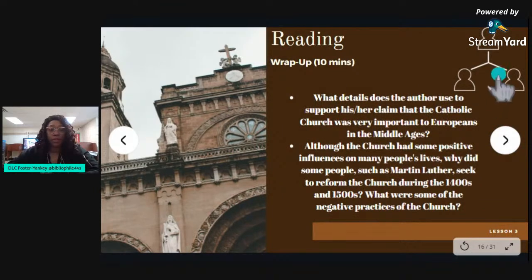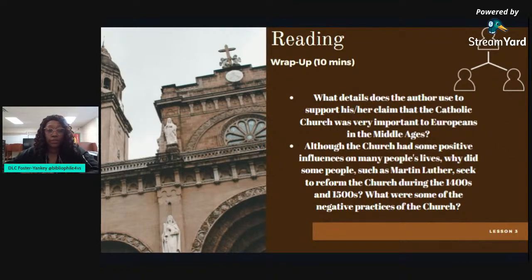So once they have completed their close read, there's going to be a 10-minute wrap-up where students will work in small groups to answer questions about the chapter, which are the 2 questions on the screen. What details does the author use to support his or her claim that the Catholic Church was very important to Europeans in the Middle Ages? And although the church had some positive influences on many people's lives, why did some people, such as Martin Luther, seek to reform the church during the 1400s and 1500s? And what were some of the negative practices of the church? So like I said, they'll discuss that in small groups for 10 minutes. And then when time is up, the groups will share out with the class.